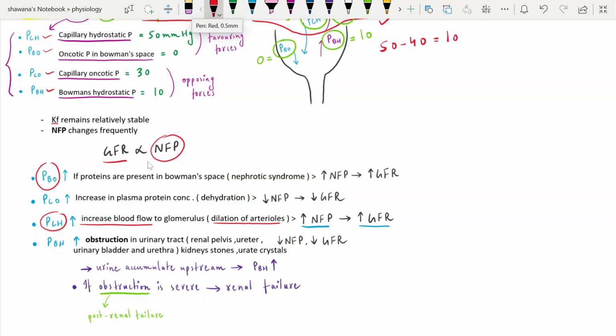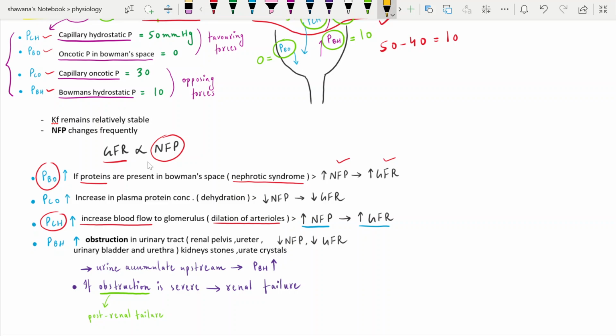The second is the oncotic pressure in the Bowman space. Practically there are no proteins present in the Bowman space, but if there are proteins present, this oncotic pressure can increase from 0 to some value, as in nephrotic syndrome. It is a favoring force for filtration, so net filtration pressure increases and GFR will also increase.